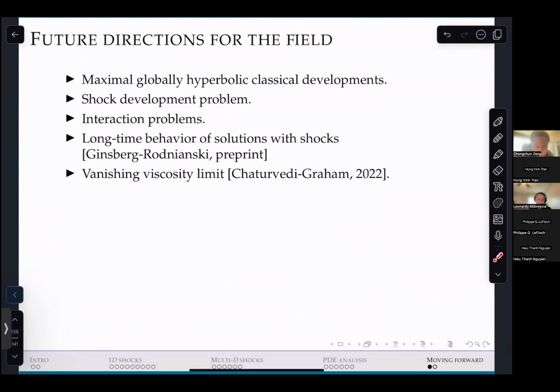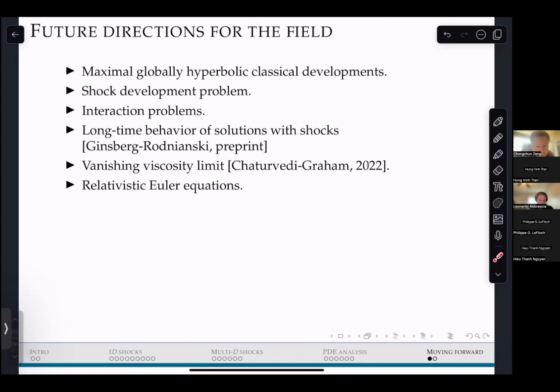There's also a very physically relevant and interesting world where you add viscosity into the system and try to see in what way you can recover the shock as the viscosity goes to zero. Currently the best known result is by a very recent work of Chaturvedi and Graham, where they were able to control the shock pointwise all the way up to the shock in the vanishing viscosity limit. Before their work, I believe the best known results were in Lebesgue spaces. So they recover it in a pointwise sense.